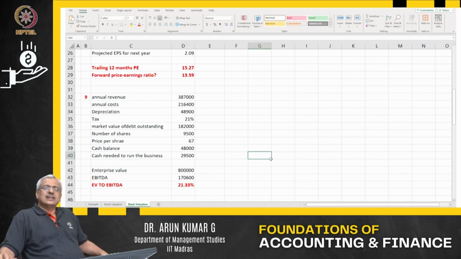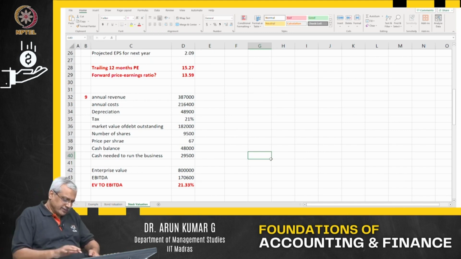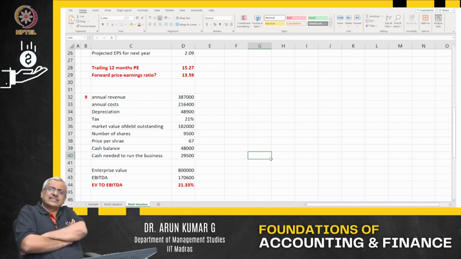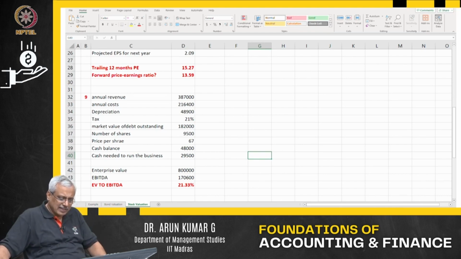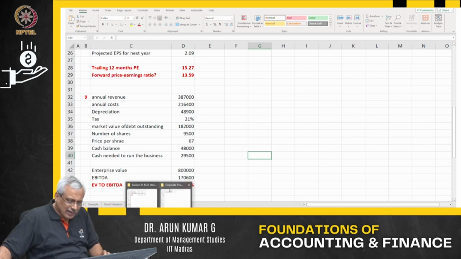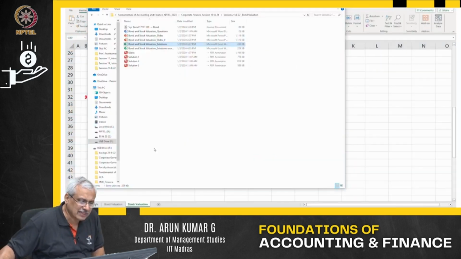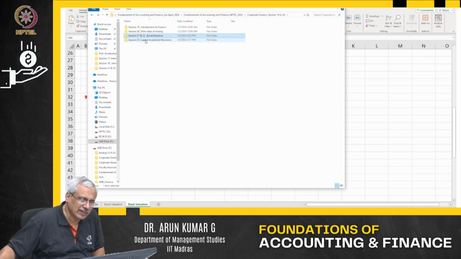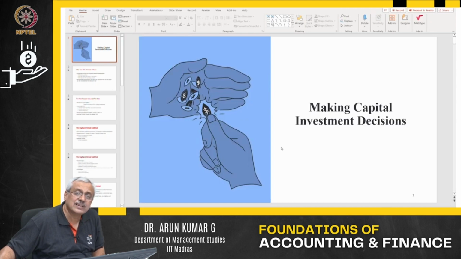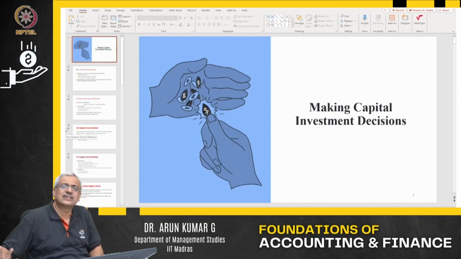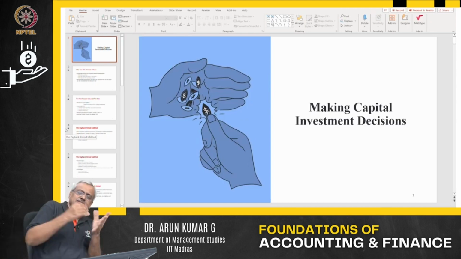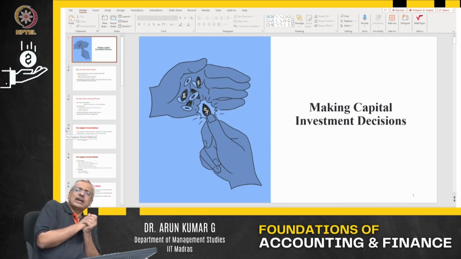Okay, with this, we close valuations of equity and bonds. We move to the next stage, a little more on valuing and looking at alternative projects, or what we call making capital investment decisions. We look at alternative projects and capital investment decisions. How do you make investment decisions?